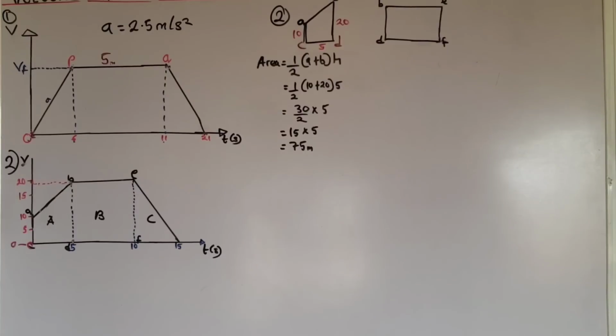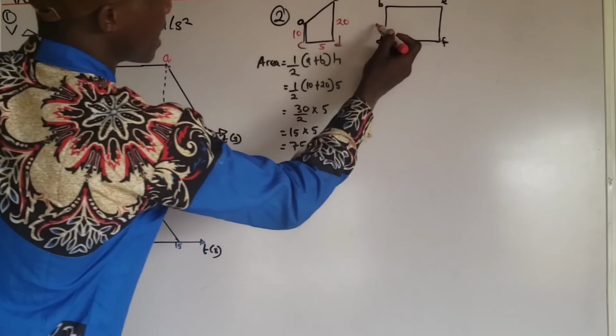And how did I get 20? I traced the height from this point to the velocity side, and the corresponding value at that point is 20. You understand? So let me redo this. This is where it should be. So the corresponding value of the velocity at that side is 20. So the length of BD is 20. So this side is 20.